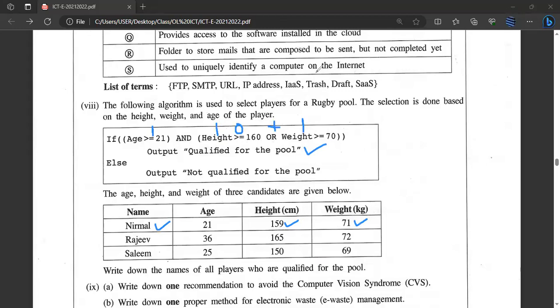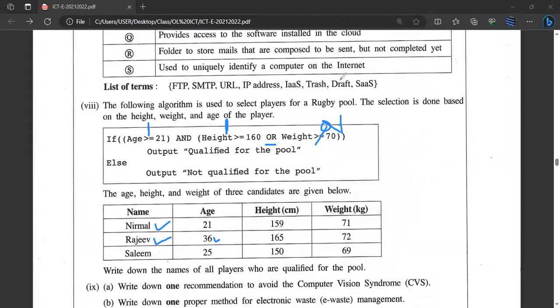So now let us check for Rajiv. Rajiv, age is 36, so is 36 greater than 21? Then height is 165, so is 165 greater than 160? And here it may be 0 or 1, it doesn't matter. Why? Because if this is 1, then 1 and 1 means 1. Therefore, Rajiv also will be qualified for the pool.